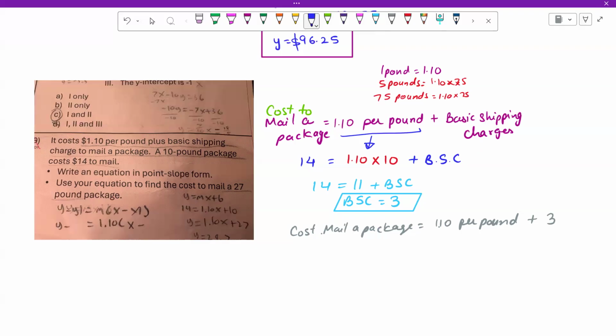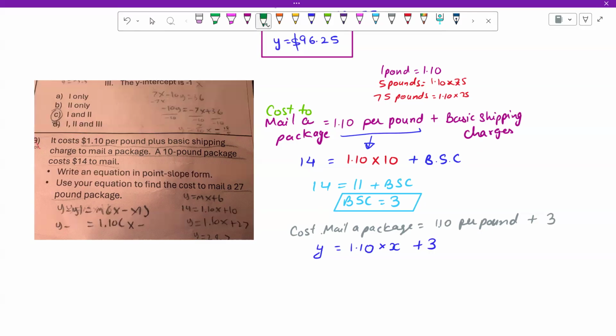Write an equation in point slope form. Now, cost we don't know, so let's call that y. 1.10 per pound means for every pound. We don't know how many pounds it could be. That's the variable, let's say x. So y equals 1.10x plus 3. Any questions on this?